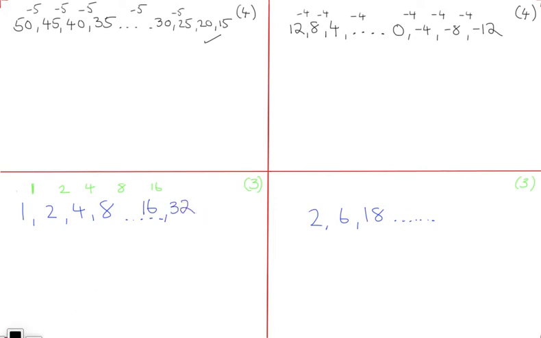So the final one, we can see that the pattern is 1, 2, 4, 8, 16. So they're all doubling. So that means that the next thing we have to do is we have to add 32. And 32 plus 32 is 64.